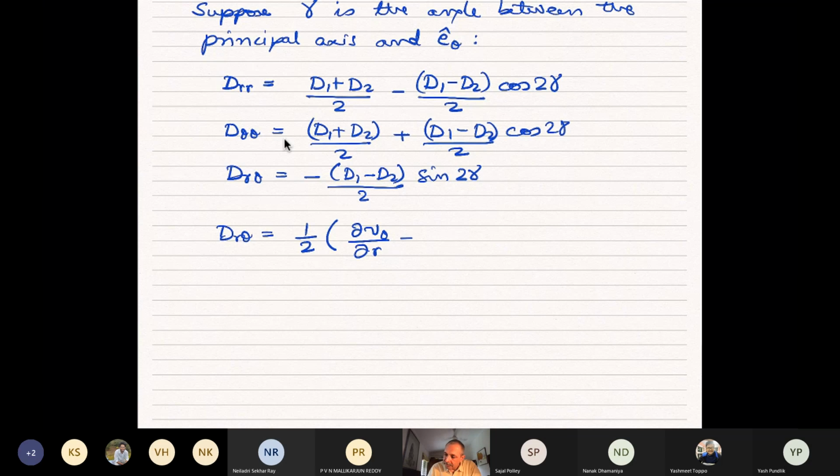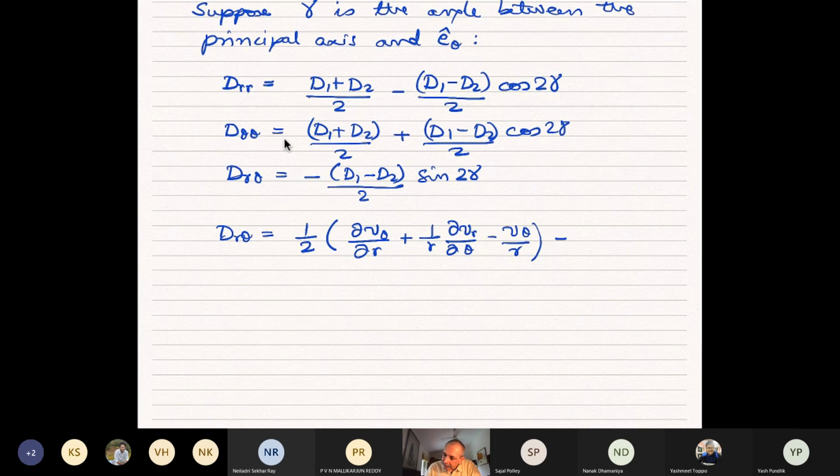The formula for what is d r theta in cylindrical coordinates. Now you see v theta is 0, so this term is 0. Vr doesn't depend on theta, so this term is 0. Second term is 0. And again, v theta is equal to 0, so this term is 0.